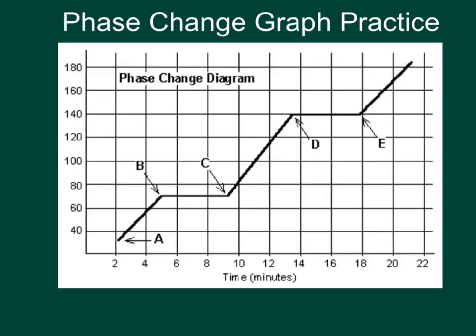Finally, you could be asked what the boiling point of this substance is. We know that boiling is occurring between points D and E. So if we look at the graph on the side, we see that that is happening at 140 degrees Celsius. So the boiling point of this substance is 140 degrees.